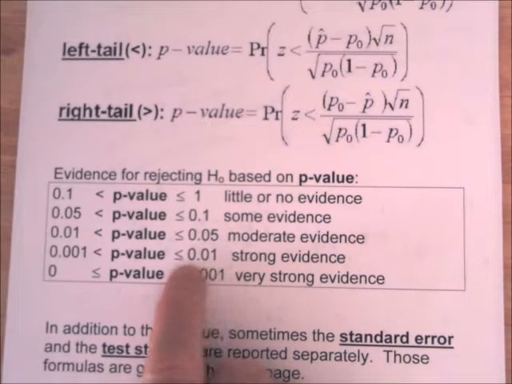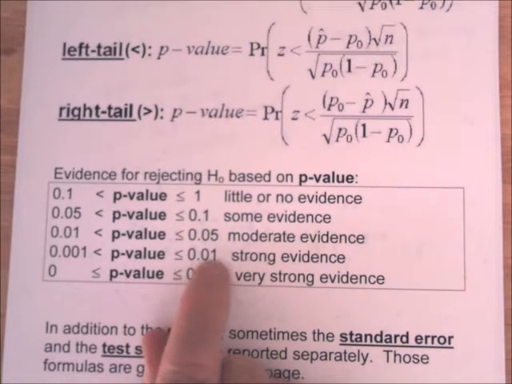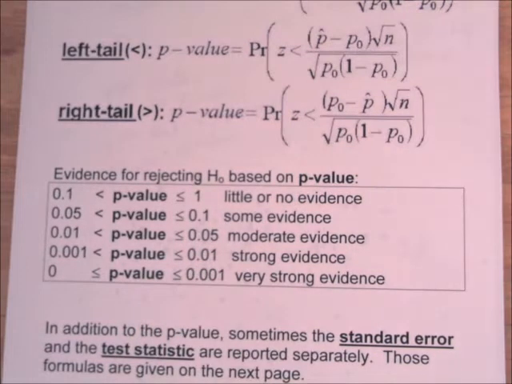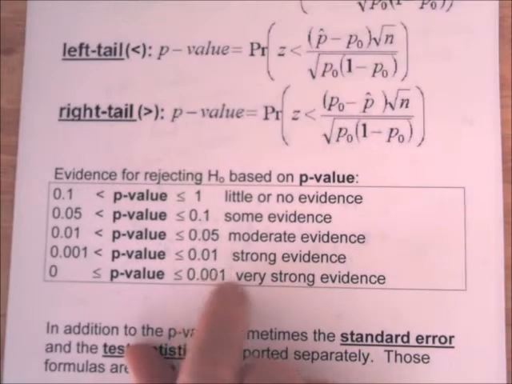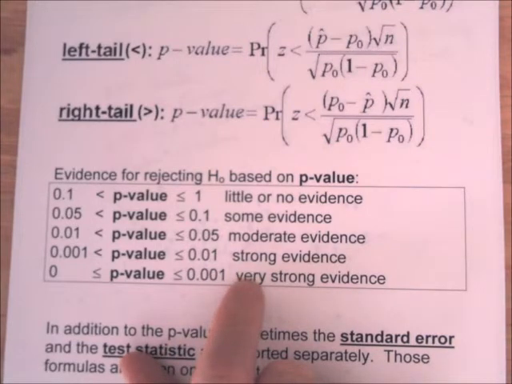Depending on the situation, there might be some situations where you want strong evidence. You want a p-value of less than 0.01. But anyway, this chart here kind of gives you some adjectives to interpret a p-value.